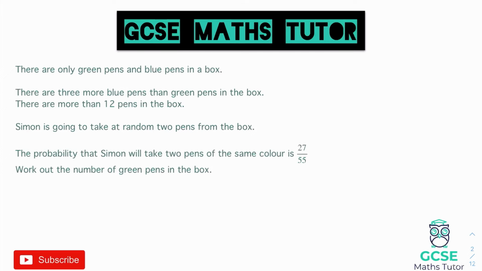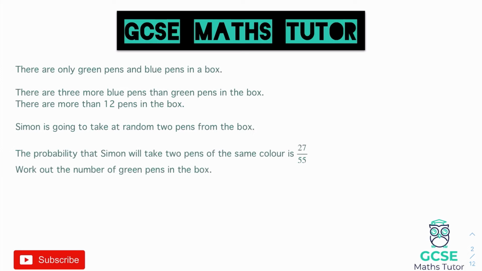It says that there are only green pens and blue pens in a box. There are 3 more blue pens than green pens, and there are more than 12 pens in the box. Simon is going to take at random 2 pens from the box, and again remembering what I said on the last question, that if we remove 2 pens we're going to remove 1 and then the second, and it says the probability that Simon will take 2 pens of the same colour is 27 over 55. Work out the number of green pens in the box.